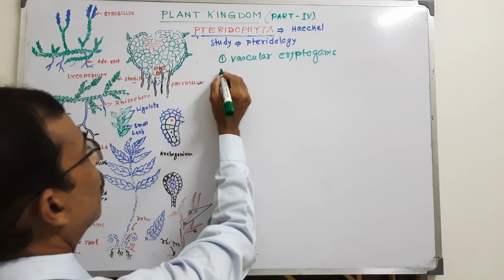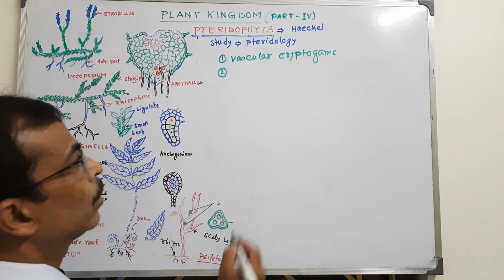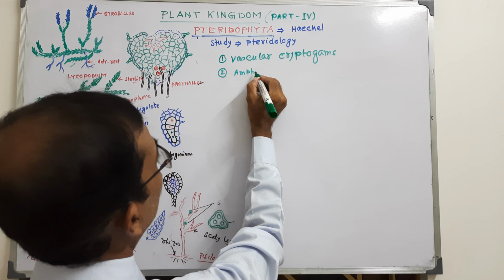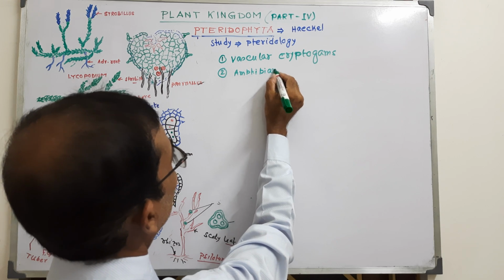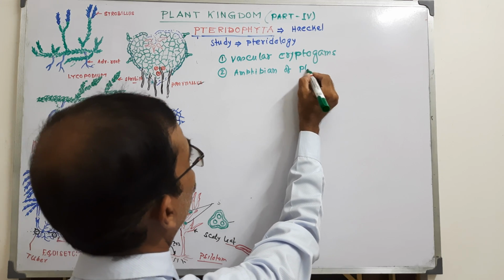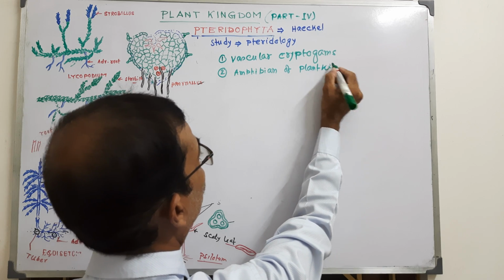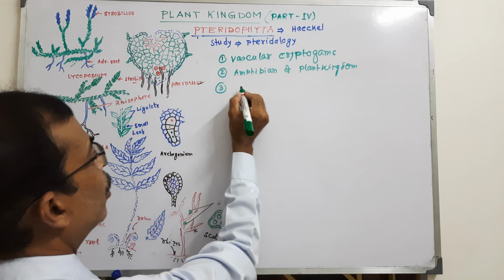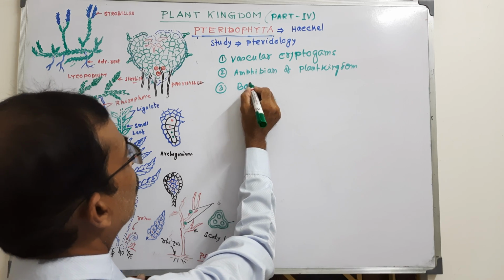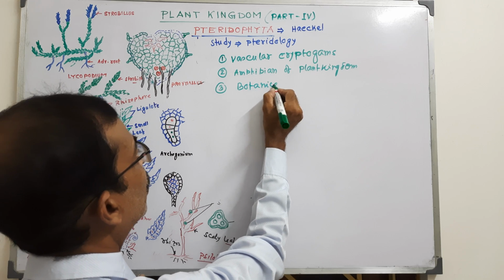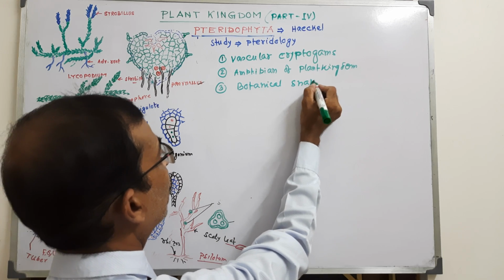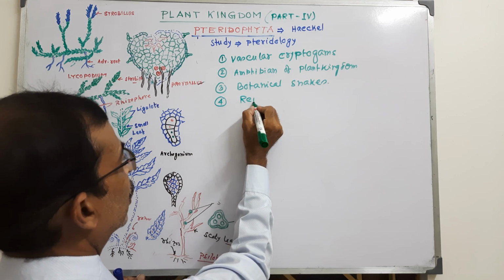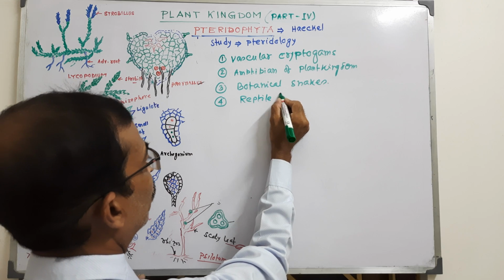Number 2, they are also called amphibian of the plant kingdom, like Bryophyte. Number 3, they are called botanical snake. They are also called reptile of the plant kingdom.